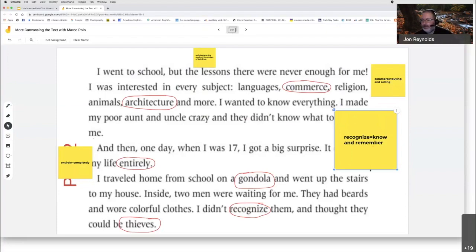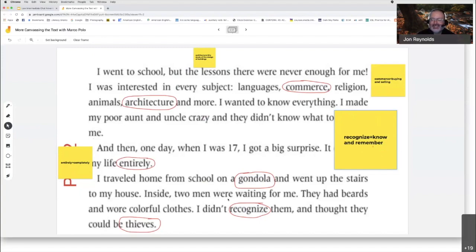So for example, as we continue reading, we see that Marco came home. Right, it says he came home from school on his gondola. So that's like kids riding their bicycle. Here he's taking the gondola, the boat. He goes into his house and he sees two men waiting for him. They had beards, maybe a little longer than my beard. I cut my beard, so it's not so long. And they wore colorful clothes. Now, maybe you're not wearing colorful clothes in COVID, but we're trying to look colorful, right?